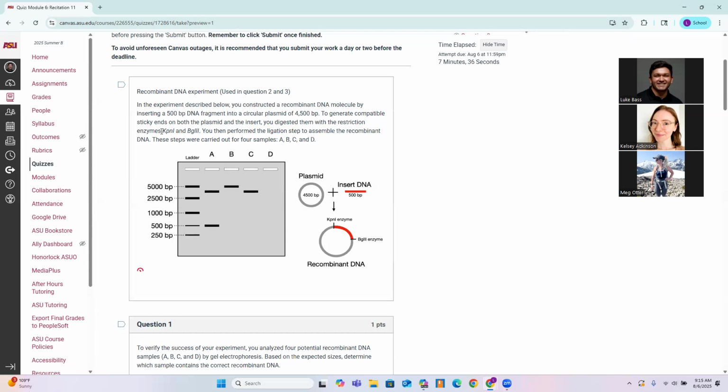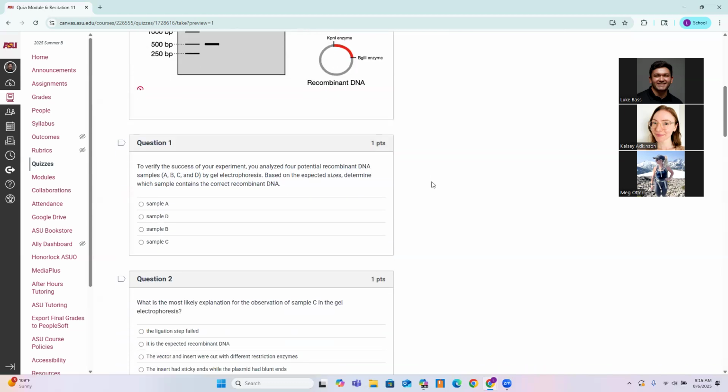So there's hundreds of these things out there, and they're cool tools that give a lot of flexibility when it comes to creating these clones, especially when you want to use a ligation step that requires specific restriction enzymes for plasmid and insert DNA. So yeah, we kind of went over samples 1 and 2.